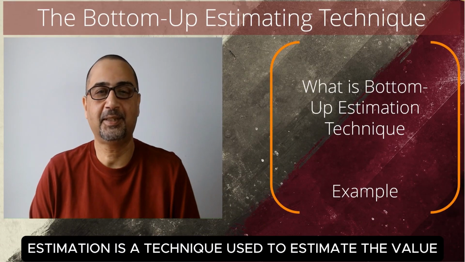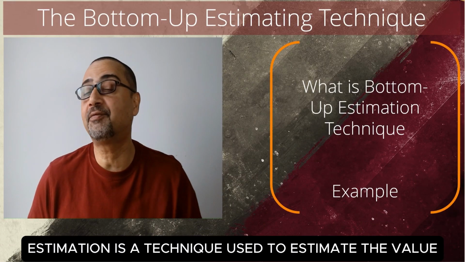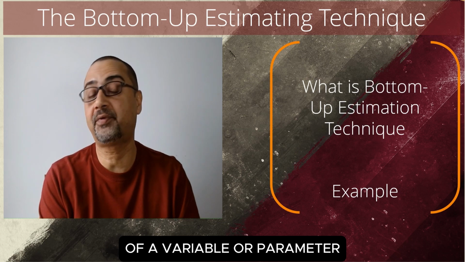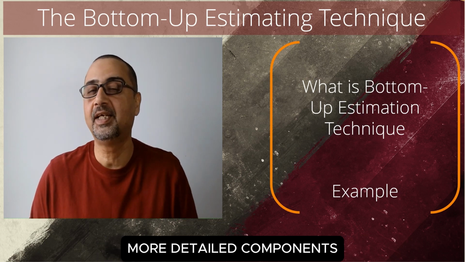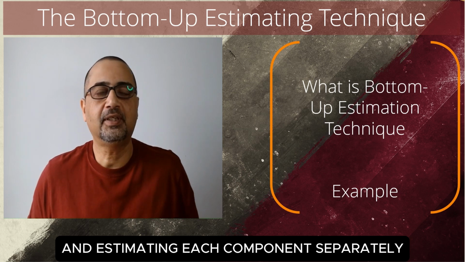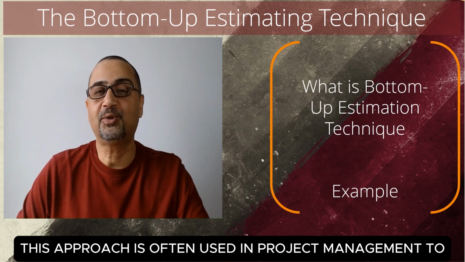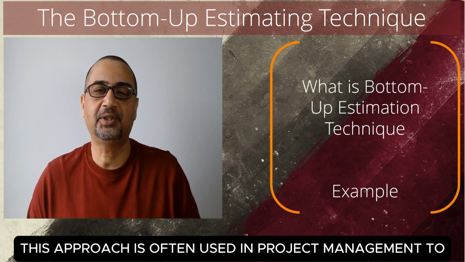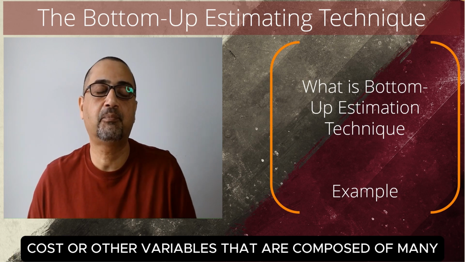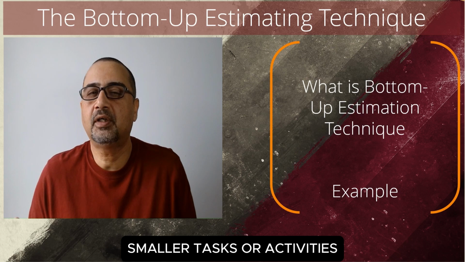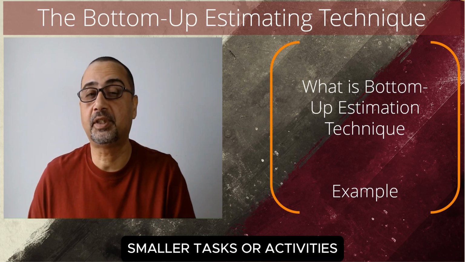Bottom-up estimation is a technique used to estimate the value of a variable or parameter by breaking it down into smaller, more detailed components and estimating each component separately. This approach is often used in project management to estimate project duration, cost, or other variables that are composed of many smaller tasks or activities.